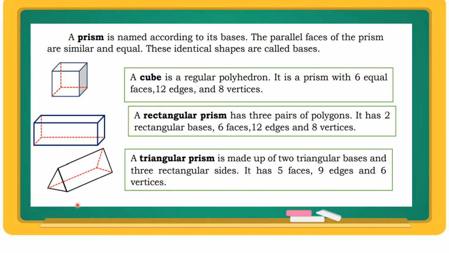Next, we have a triangular prism. So that is made up of 2 triangular bases and 3 rectangular sides. So it has 5 faces, 9 edges, and 6 vertices.